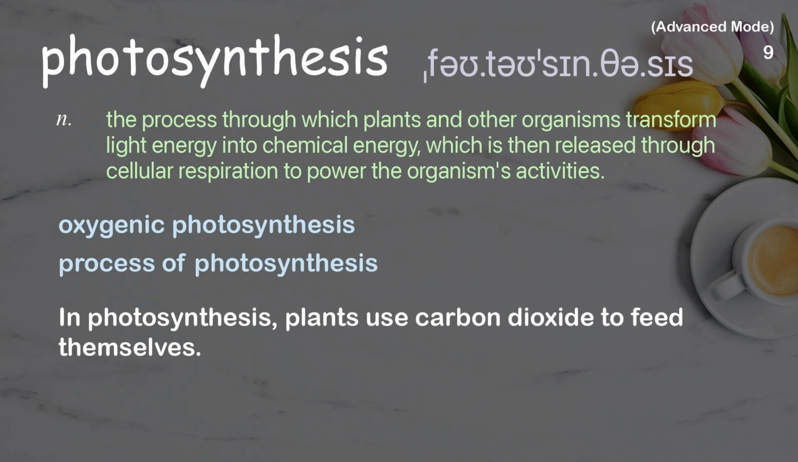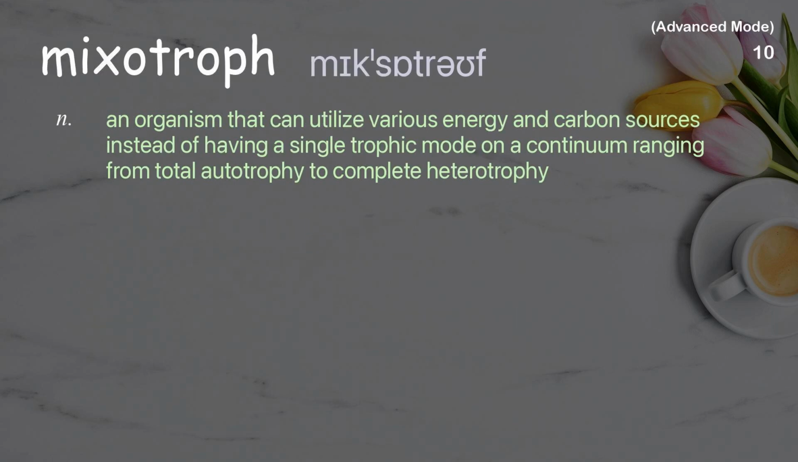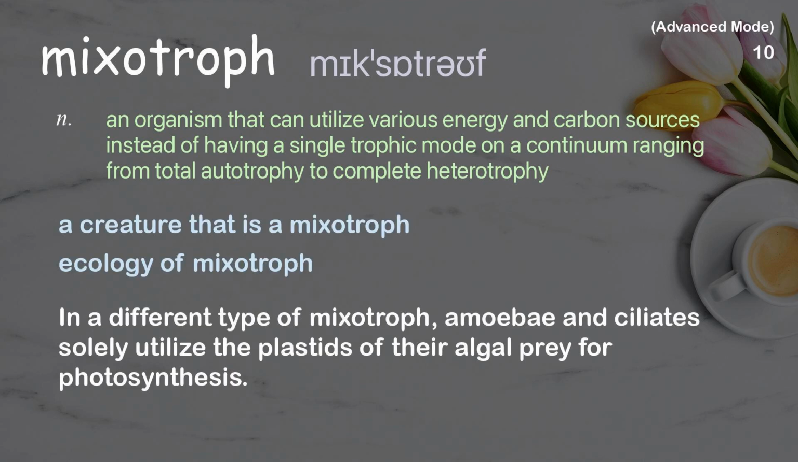Mixotroph. An organism that can utilize various energy and carbon sources, as opposed to having a single trophic mode, on a continuum ranging from total autotrophy to complete heterotrophy. Examples: Creature that is mixotroph. Ecology of mixotroph. In a different type of mixotroph, amoebae and ciliates utilize solely the plastids of their algal prey for photosynthesis.